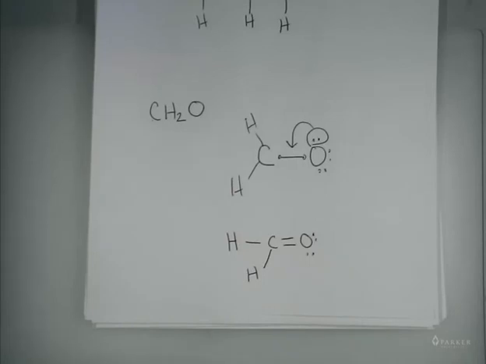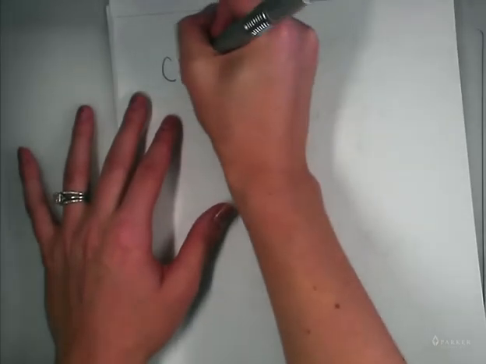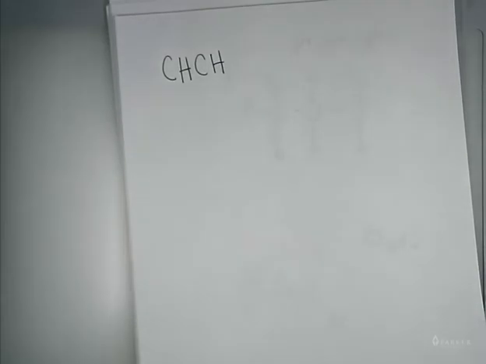So basically, if it violates a rule, if you don't have your 8 electrons around it, then you're going to do a multiple bond. So if we look at, here, let's do, like this.